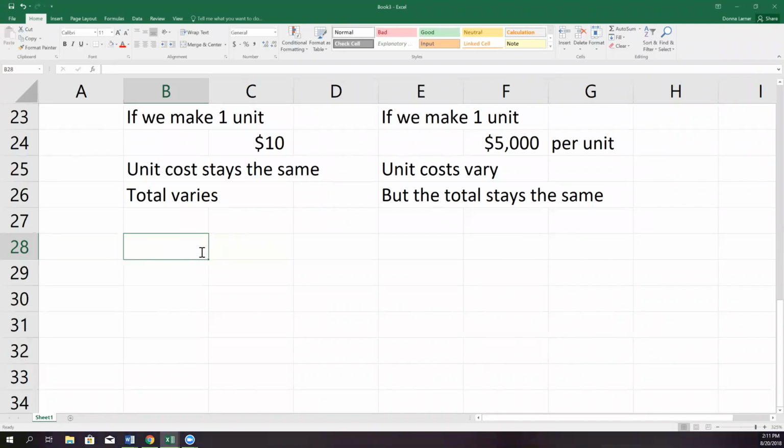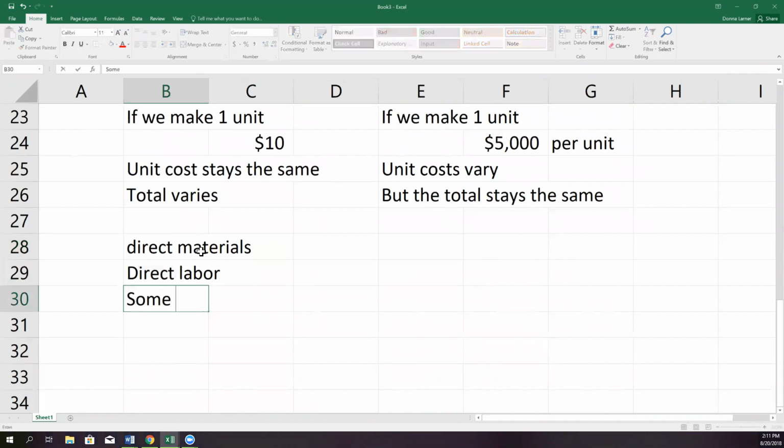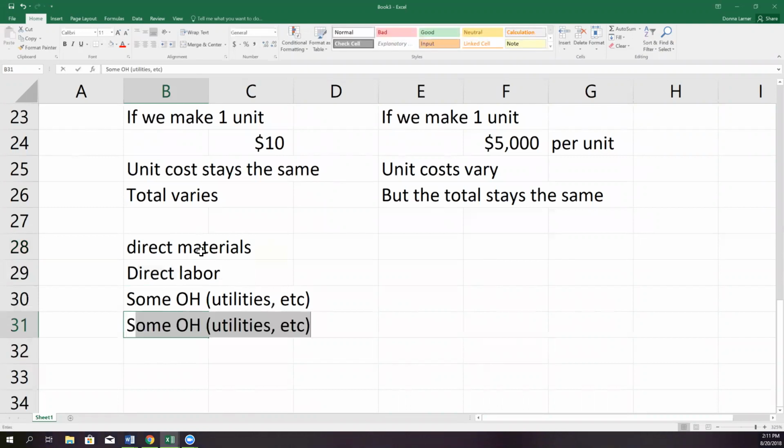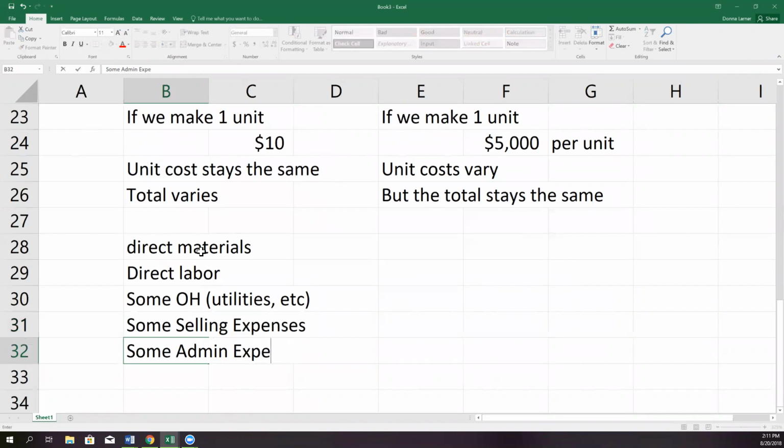So some common variable costs, as we talked about, are direct materials, like that for anything, direct labor, and then some of the overhead. Some things in overhead, like utilities, would be considered variable. Some of the selling expenses. So in this category, we're including things like selling and some of the administrative expenses. So those would all be considered fixed or variable.